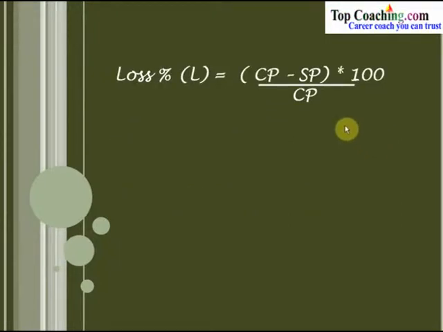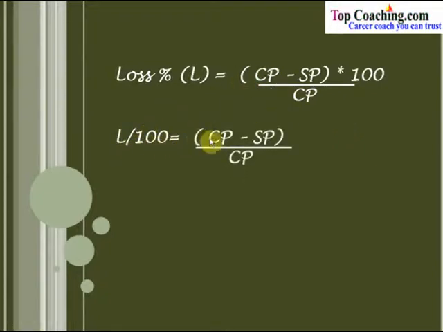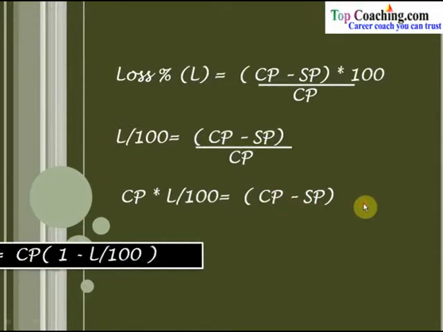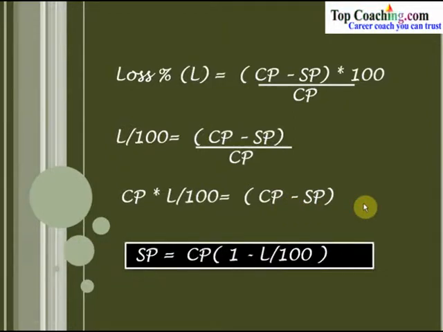Loss percentage L is equal to (CP minus SP) divided by CP into 100. This is the formula we have already studied. Now we can further write this as L by 100 equal to (CP minus SP) divided by CP. This becomes CP into L by 100 equal to CP minus SP. Or further, we can write it as SP equal to CP into (1 minus L by 100). Here L is the loss percentage, CP is the cost price of the article, and SP is the selling price of the article.